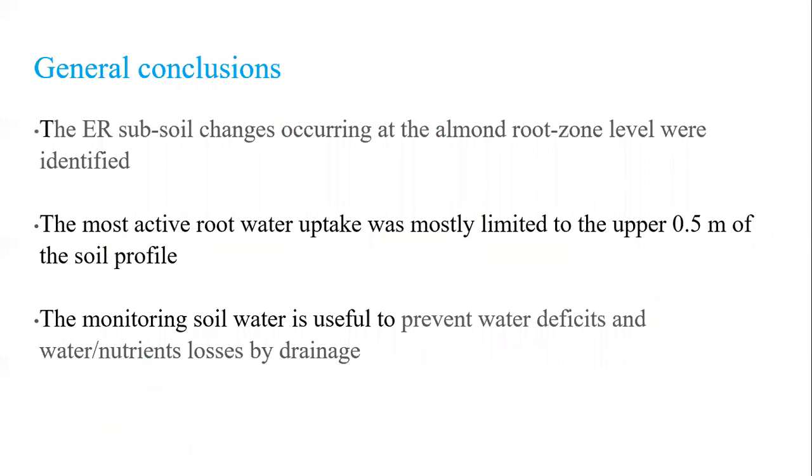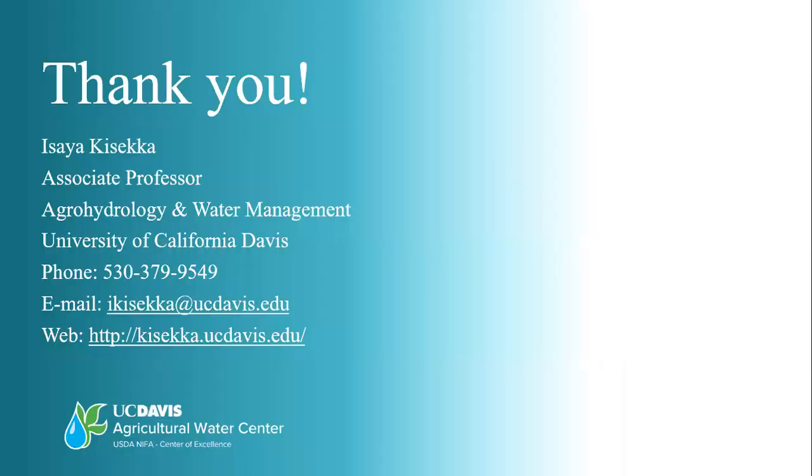So what are some of the general conclusions? We can conclude that the electrical resistivity technique is very effective in measuring subsurface soil water changes in the root zone. Secondly, most of the active root water uptake was mostly limited to the upper 0.5 meters to 1 meter of the root zone. And finally, monitoring soil water dynamics is useful to prevent water deficits and water and nutrient losses through deep percolation. Again, thank you for watching my presentation.